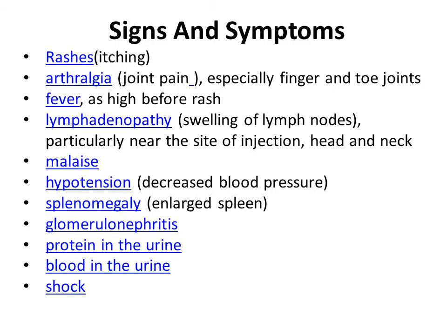Next, after the 5th to 10th day, what are the symptoms? A person who has serum sickness will have rashes, itching, and arthralgia, which means joint pain, fever, and lymphadenopathy, which means swelling of the lymph nodes. The person will also have malaise, muscle pains, hypotension, and splenomegaly. Hypotension means decreased blood pressure, and splenomegaly means an enlarged spleen. There will be inflammation of the nephrons, and protein will be excreted through the urine. There will be blood in urine, called hematuria, and protein in the urine, called proteinuria. The person may also go into shock. These are the symptoms of serum sickness.